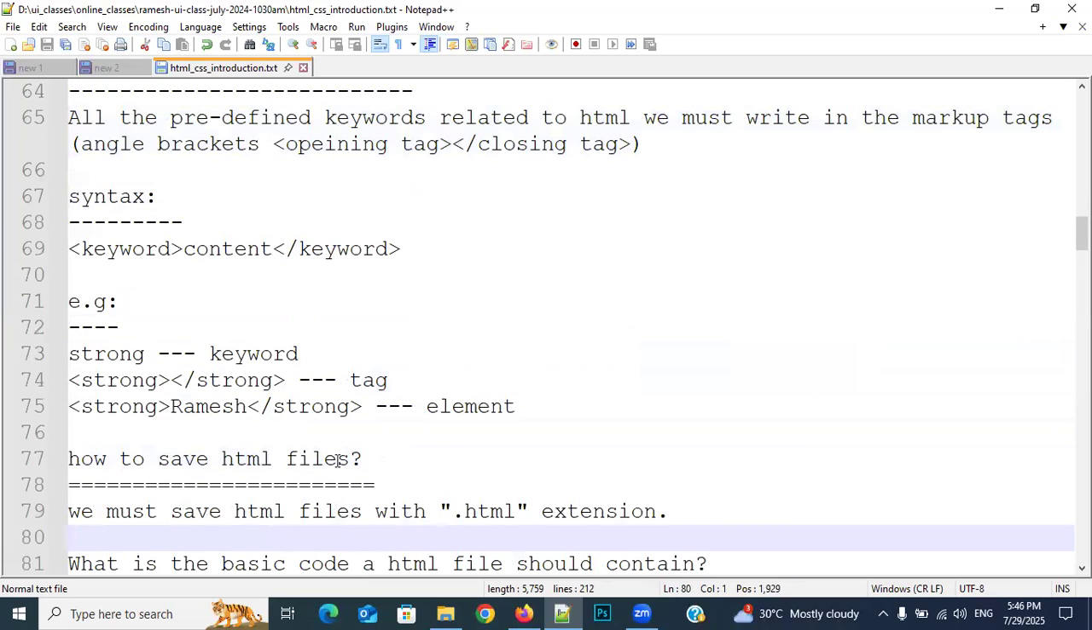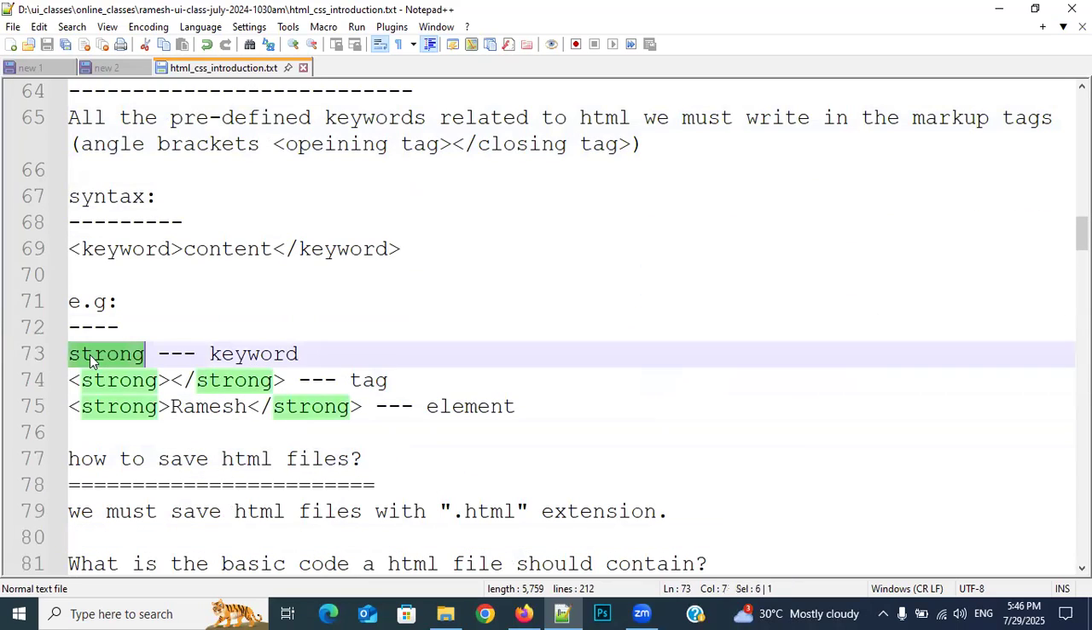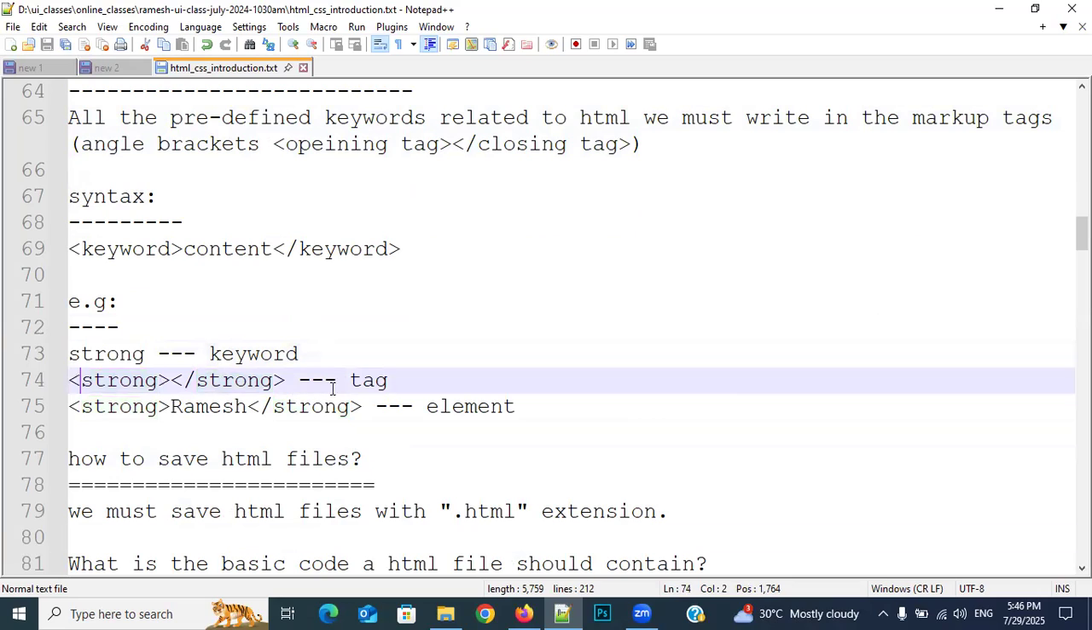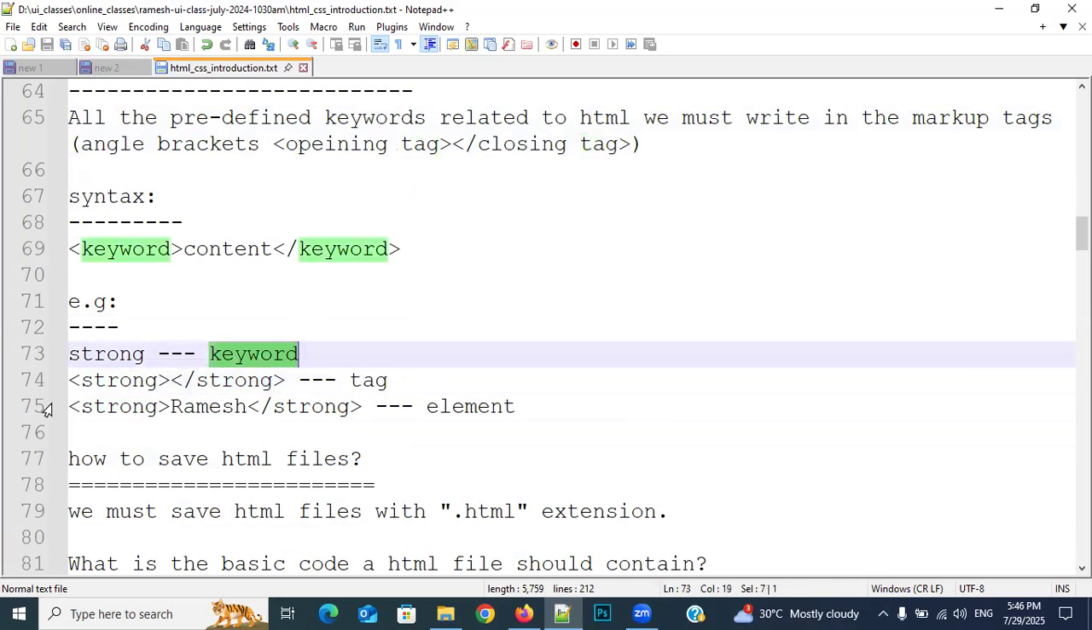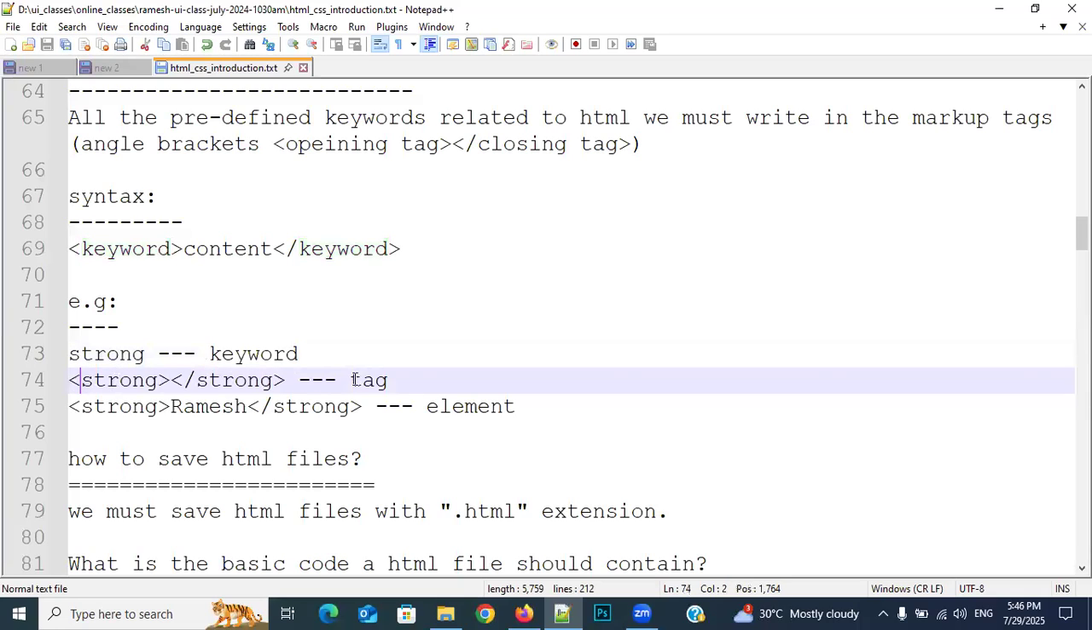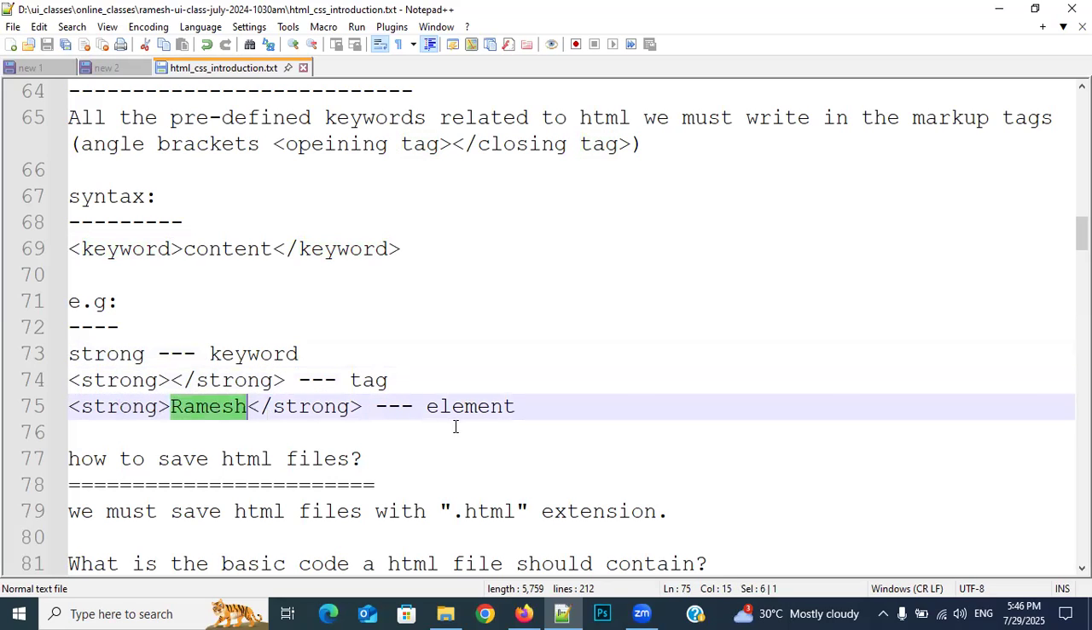For example, strong is there. What is this strong? This is only a keyword in HTML. But whenever you write this keyword inside these angle brackets, then only we can call it a tag. Whenever you are writing content inside the tag, then only we can call it an element. Are you understanding it, everyone? Keyword, tag, and element differences.